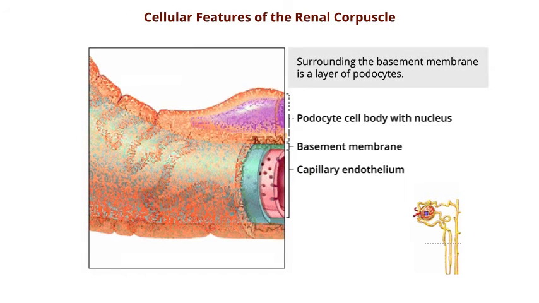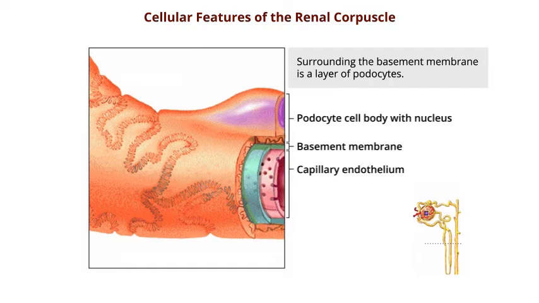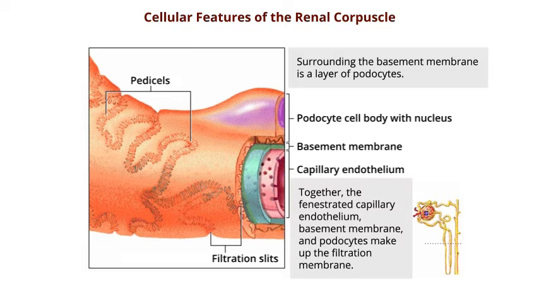Surrounding the basement membrane is a layer of podocytes. These cells have large leg-like extensions, which in turn have small fringe-like extensions called pedicels. Pedicels from adjacent areas interdigitate loosely to form spaces called filtration slits. Substances being filtered must pass first through the fenestrations, then through the basement membrane, and finally through the filtration slits and into the capsular space. Together, the capillary endothelium, basement membrane, and podocytes make up the filtration membrane.